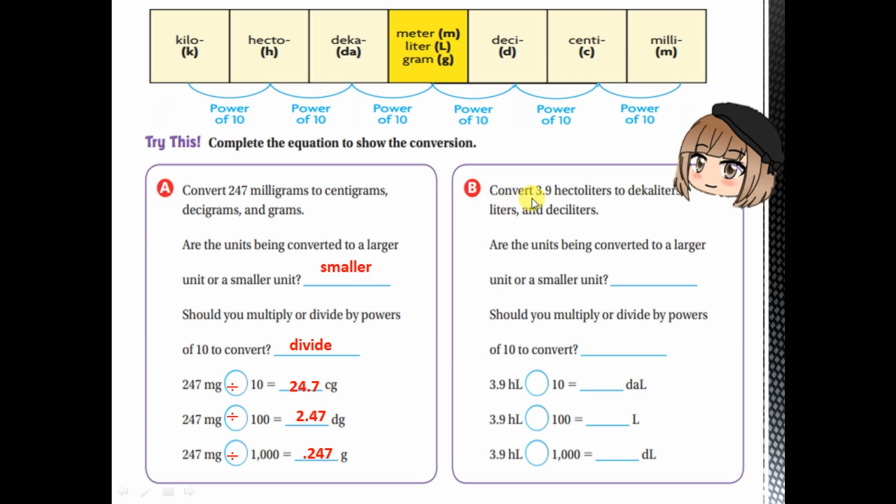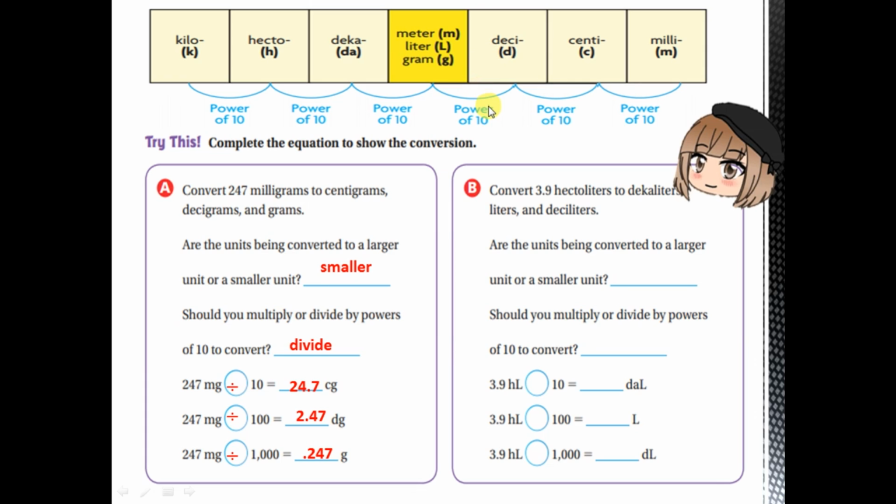Example B. Convert the 3.9 hectoliters to liters. Hectoliters. So where is the hectoliters? It's there. H to decaliters. So it's its neighbor. I will move to the right just 1 place. And liter. So I move to the right 2 places. And deciliters. I move to the right 3 places. So first I move to the right 1 place, I multiply by 10. Move to the right 2 places, I multiply by 100.